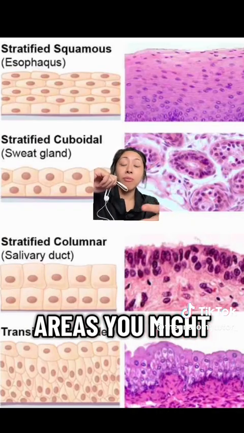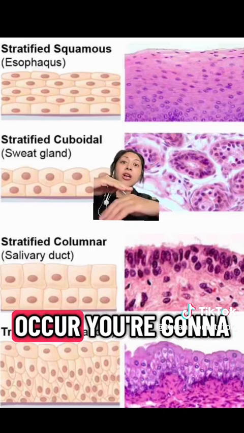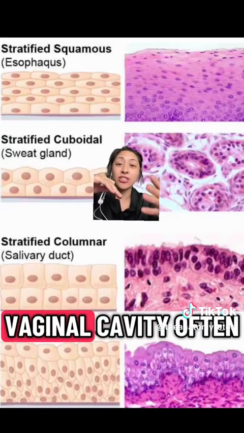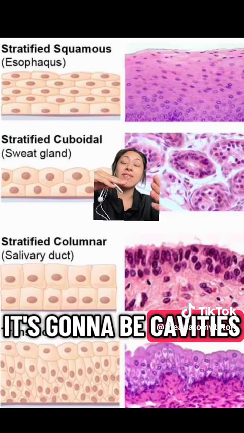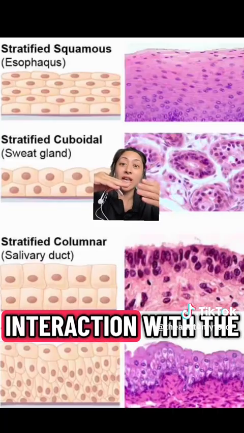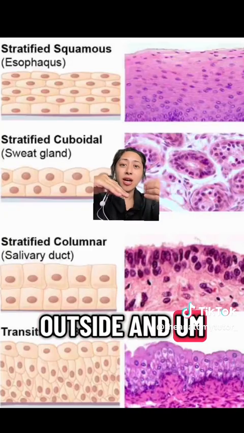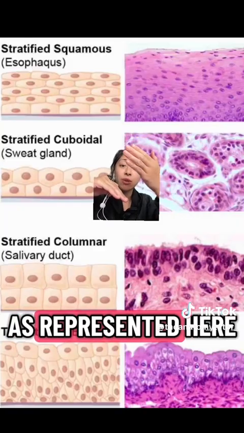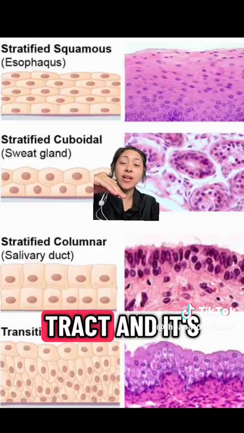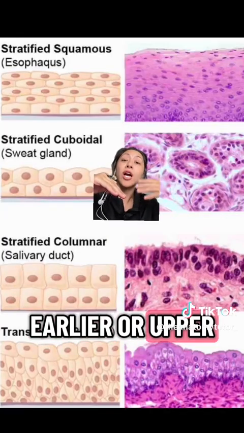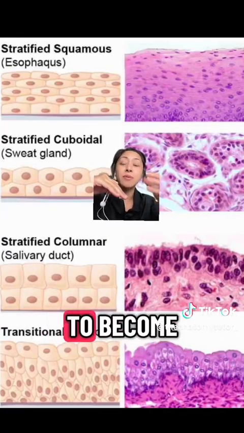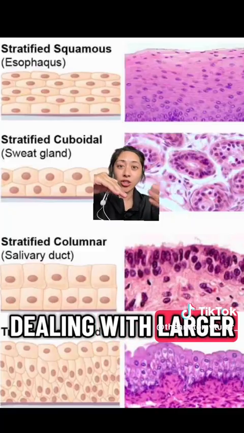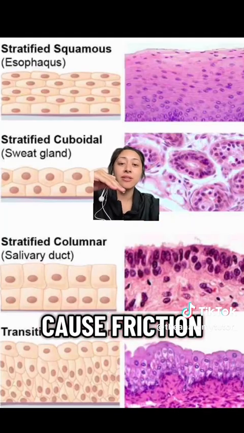Areas you might be familiar with where friction can occur, you're going to have the surface of your skin, oral cavity, anal cavity, vaginal cavity. Often it's going to be cavities as well as areas where there's interaction with the outside and harder substances. And so if you think about it, when you have the esophagus as represented here, this is part of the GI tract, and it's part of the earlier or upper GI tract where the food has yet to become digested into smaller pieces. So you're still dealing with larger substances that can cause friction.